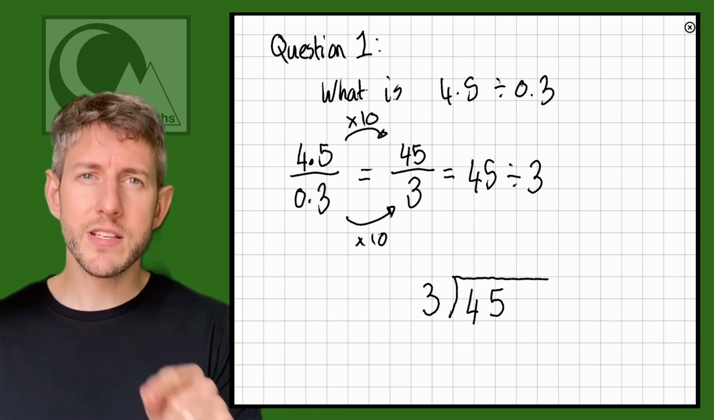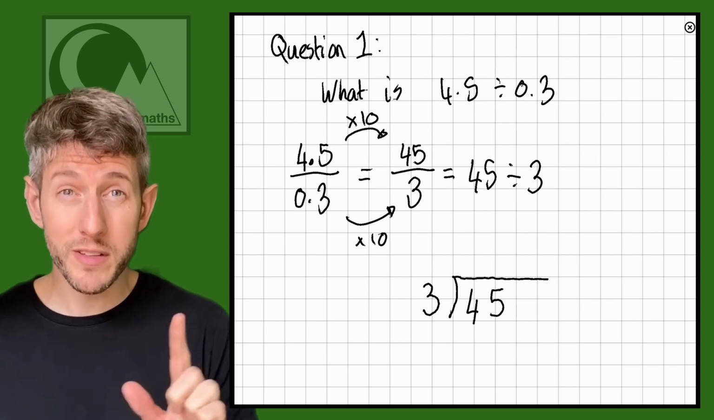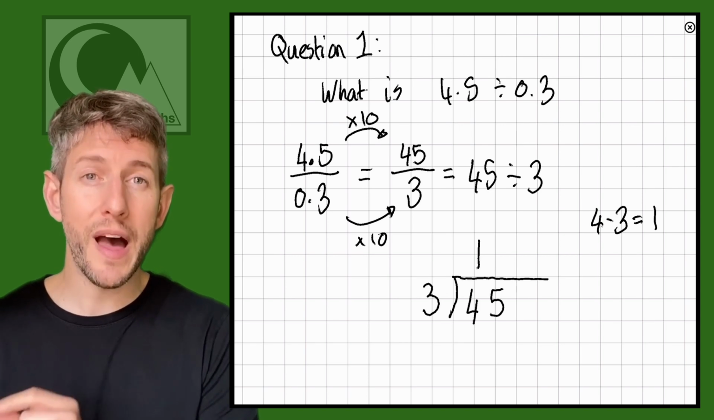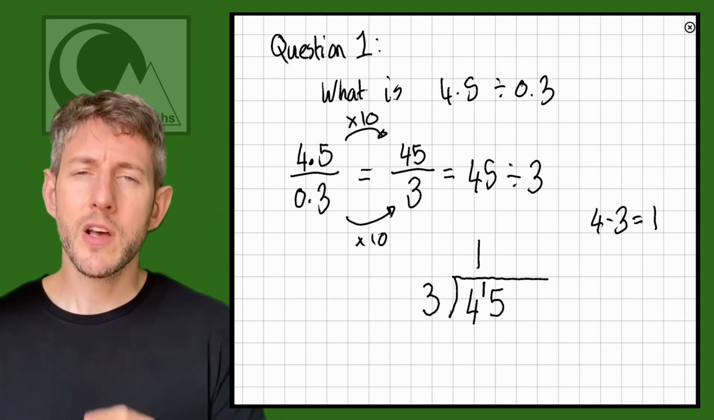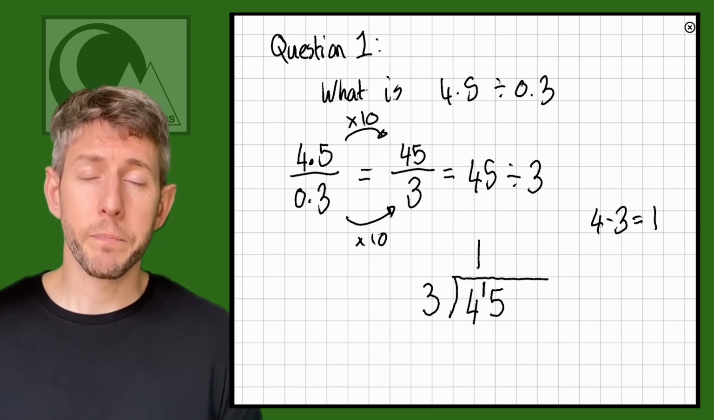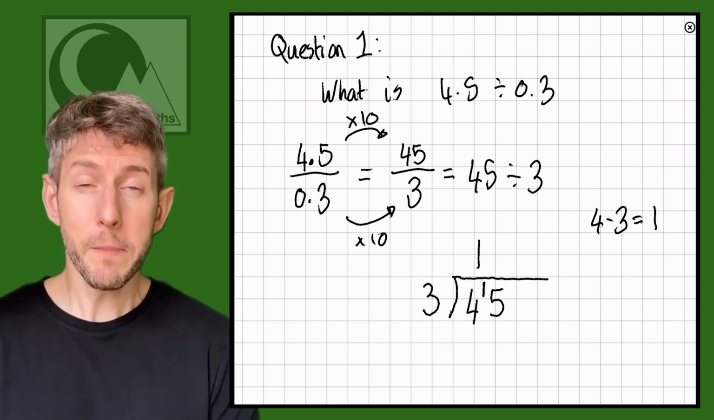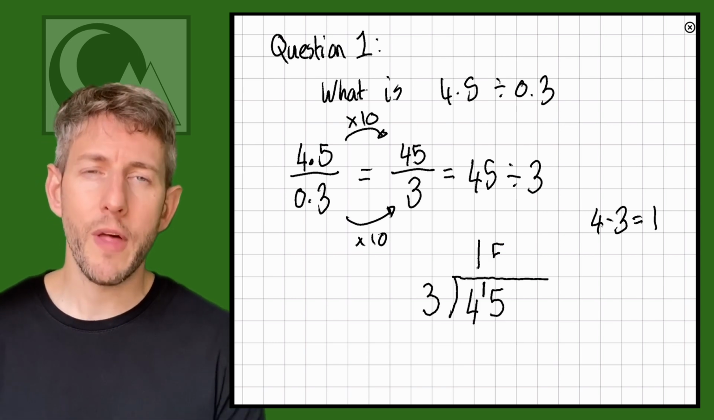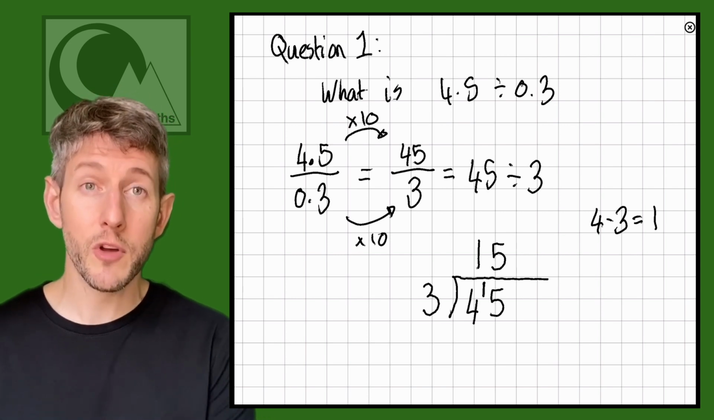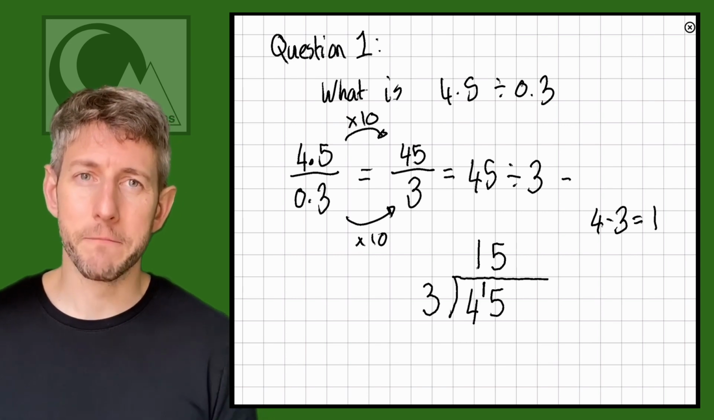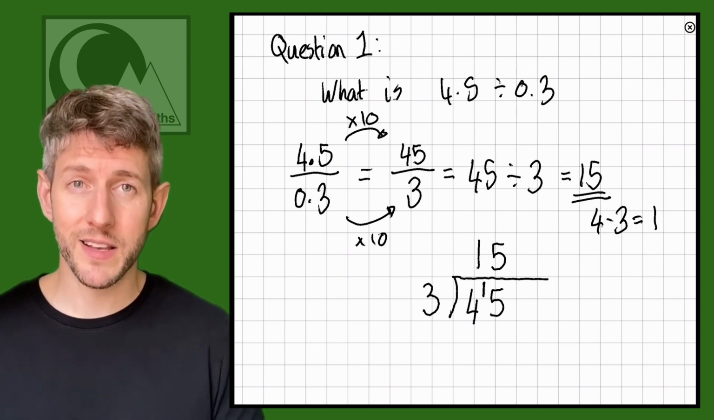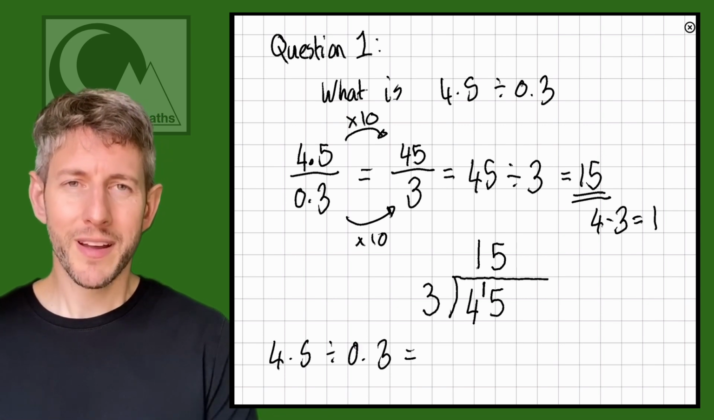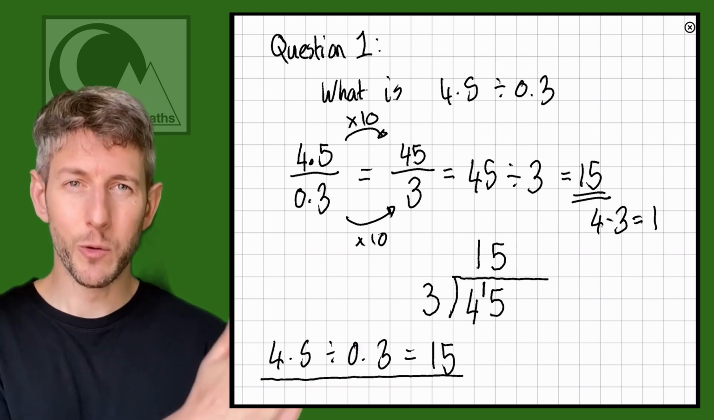So then we look at the 3's into the 45. So 3's into 4. We know that 3 fits into 4 once, so I'll put a 1 above there. 4 take away 3 is 1, so there's 1 remainder. So I put that 1 with the 5 to make a 15. So now I'm looking at 3's into 15. Luckily, 3's into 15 go perfectly. So 3 times 5 is 15. So 3 goes into 15 5 times. So I put that 5 at the top. So I can see that 45 divided by 3 is going to be 15. And so that would actually be the same answer to 4.5 divided by 0.3. So there we go. We've got 4.5 divided by 0.3 equals 15.